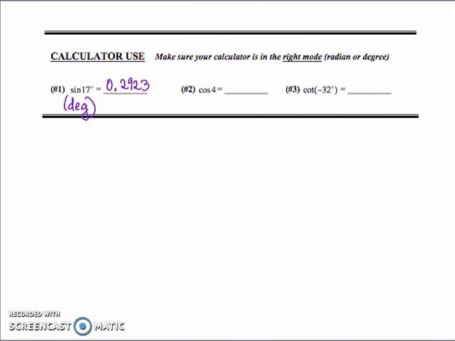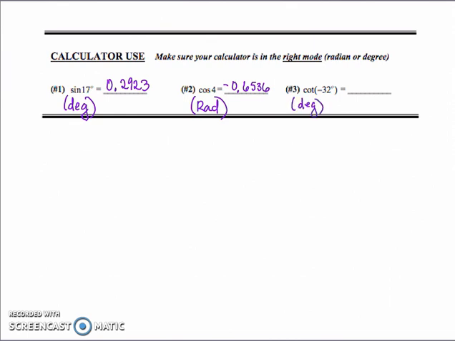In my second example, we're trying to find the cosine of 4. We talked about previously in the last section that if there's not a unit given on an angle, you are to assume that it is in radians. So since it doesn't say degrees, they are asking us to find the cosine of 4 radians. So we need to make sure that our calculator is in radian mode. We do cosine 4, and you should get negative 0.6536.